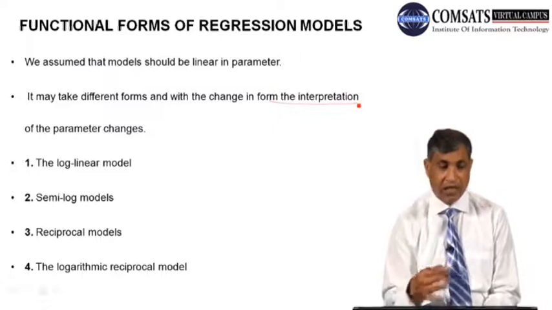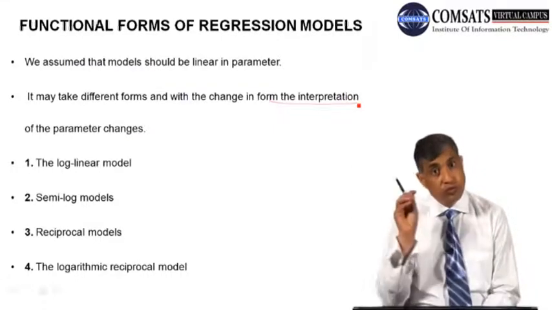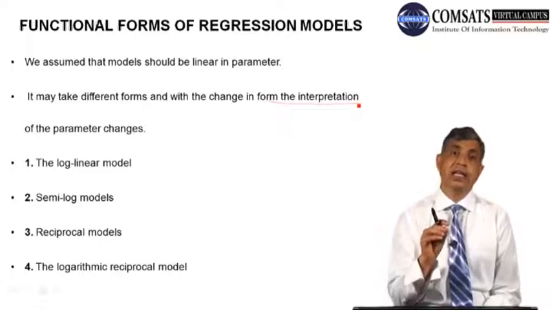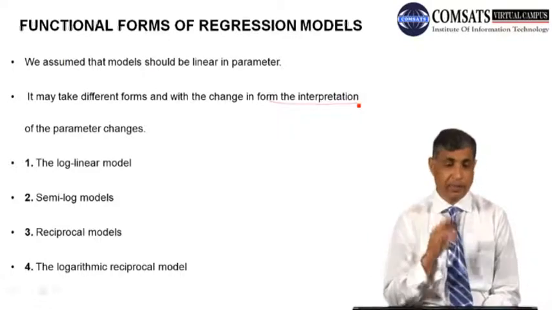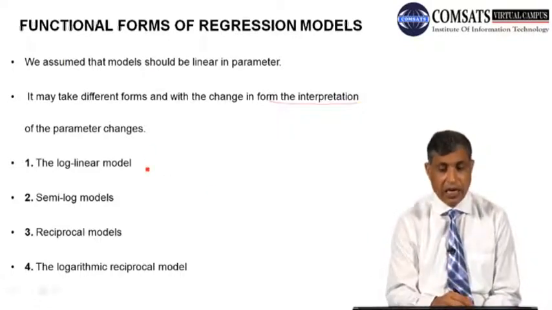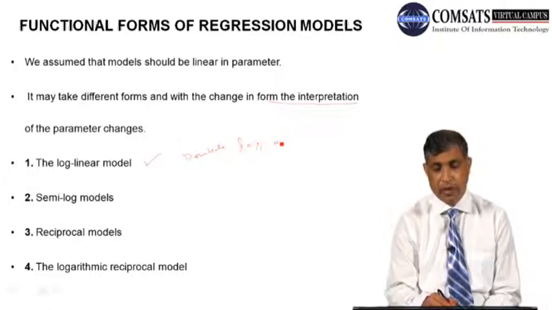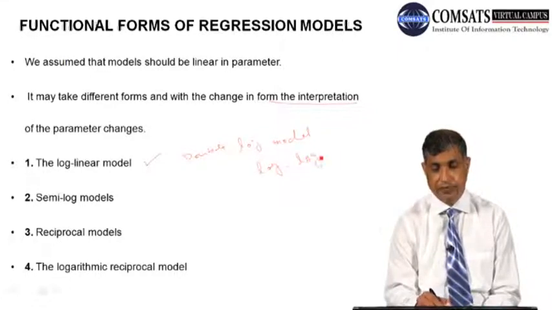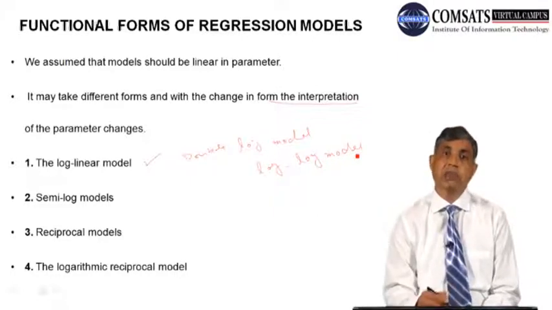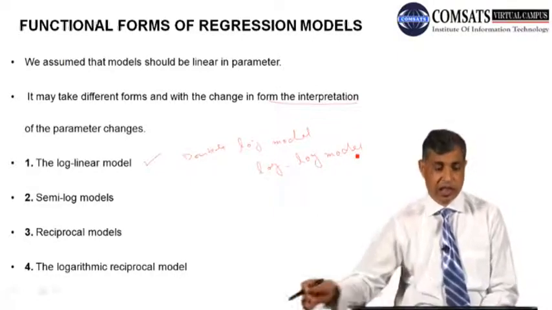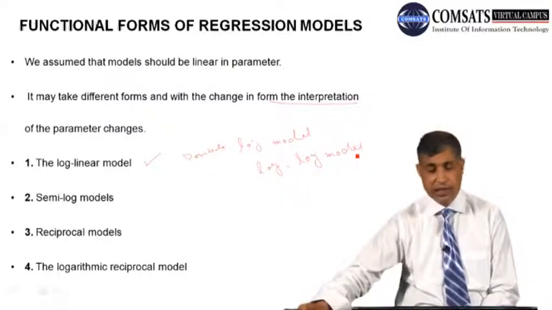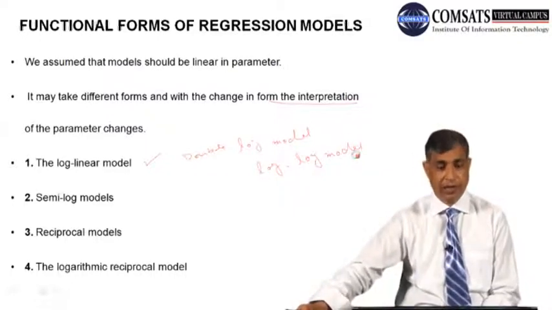As the form of the model changes, you will still maintain the assumption that the model is linear in the parameters. For example, the first is the log-linear model. The other names for this are the double log model or log-log model. The other is the semi-log model, the next one is the reciprocal model, and the fourth one is the logarithmic reciprocal model.